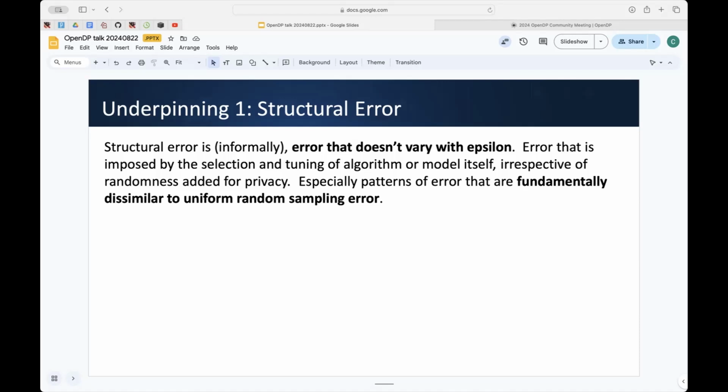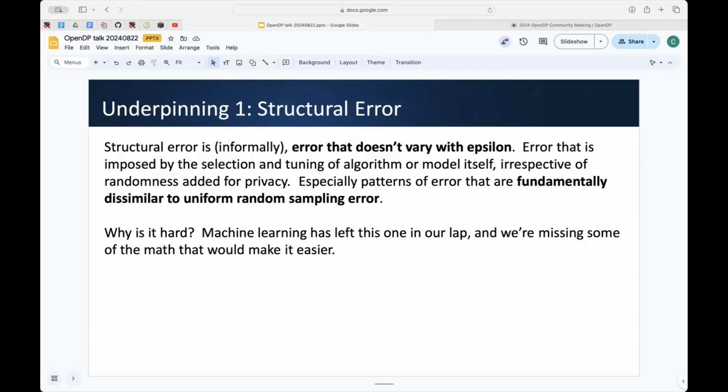Structural error is error that doesn't vary with epsilon. By the way, there are quizzes, so pay attention. It is error that doesn't vary with epsilon, especially patterns of error that are fundamentally dissimilar to uniform random sampling error. This is things that, because of the way we've designed our algorithm, we're going to be making the same mistake on the data every single time.